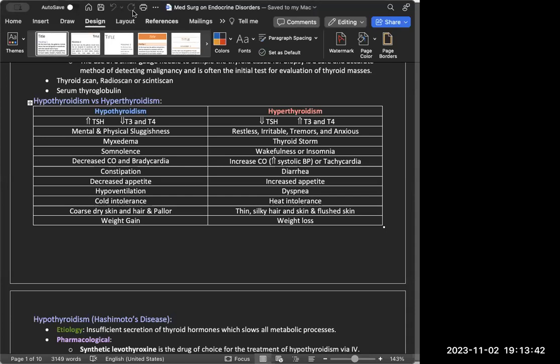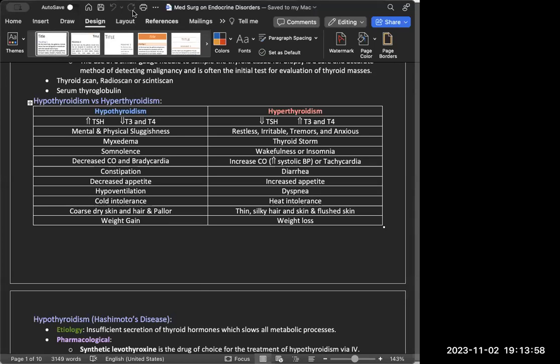Whereas with hyperthyroidism, it's the opposite. And myxedema coma is something that's going to become really important to monitor for with patients who have hypothyroidism. So mental status is going to be really important for looking at these patients.